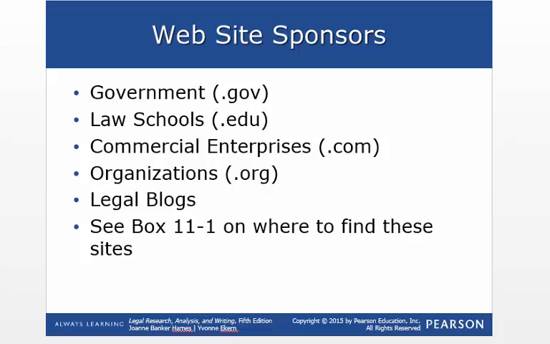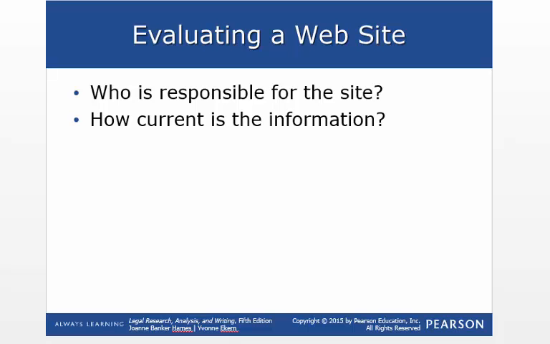Just understanding .gov is government, .edu is educational, a law school or an educational supported website. Commercial enterprises are .com, organizations are .org. We did this with some of the assignments earlier on, having you look at the last time a website has been updated. It's so important in the law, so important as you read for checking citations, making sure you have the most recent citation.